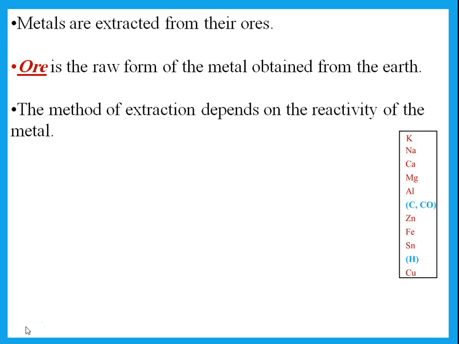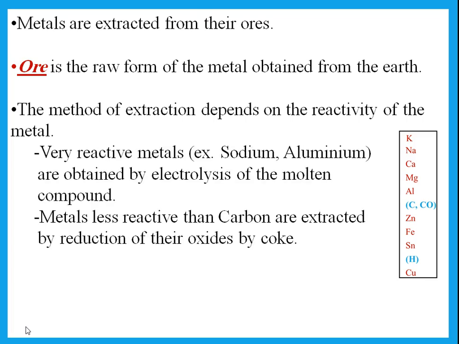You remember the reactivity series? Now, some metals which are at the top are very reactive. The metals at the bottom are less reactive. And we put carbon and carbon monoxide in the middle. Can you see that? Now, anything above carbon or carbon monoxide has to be made by electrolysis.